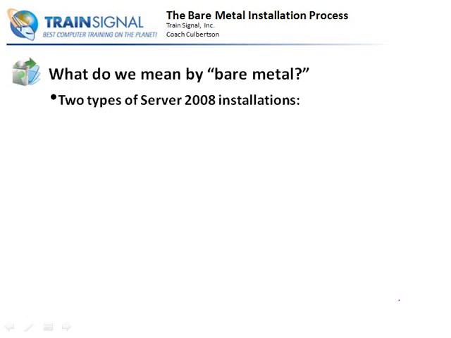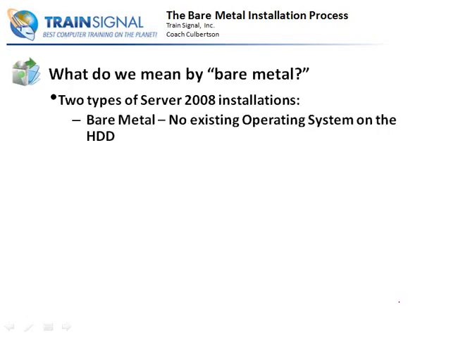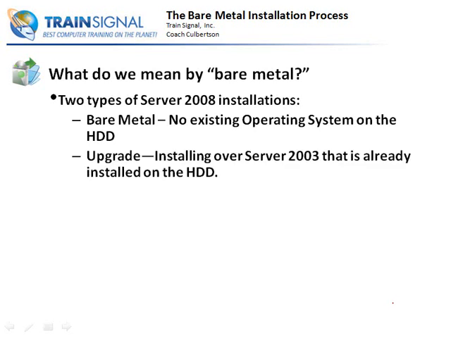Let me tell you about the 2 types of Server 2008 installations. They're very simple, so don't let the wordings throw you. When you're doing a bare metal installation, like what we're going to do, there is no existing operating system on the hard drive. It's a clean, blank hard drive. If we're going to be doing an upgrade installation, we're going to be installing over the top of Server 2003. That Server 2003 is already there on the hard drive, and we're upgrading it.